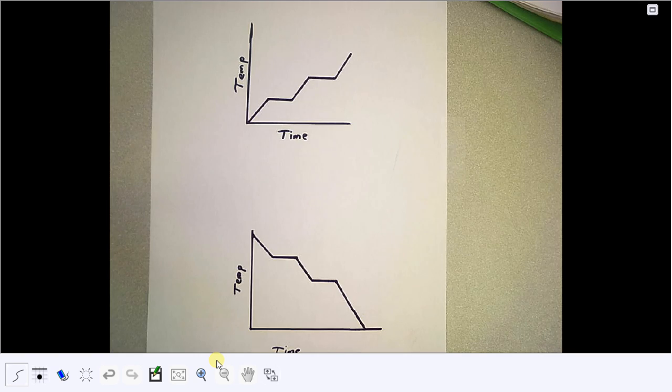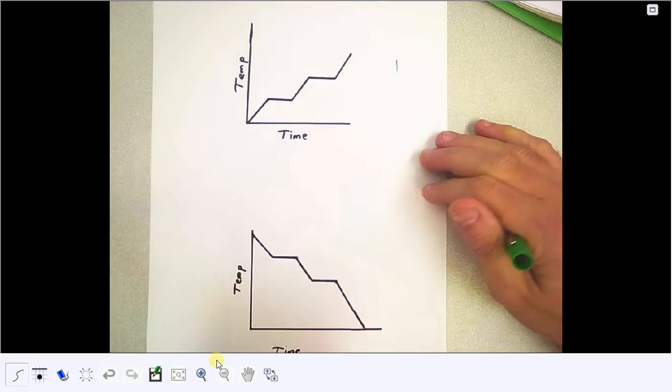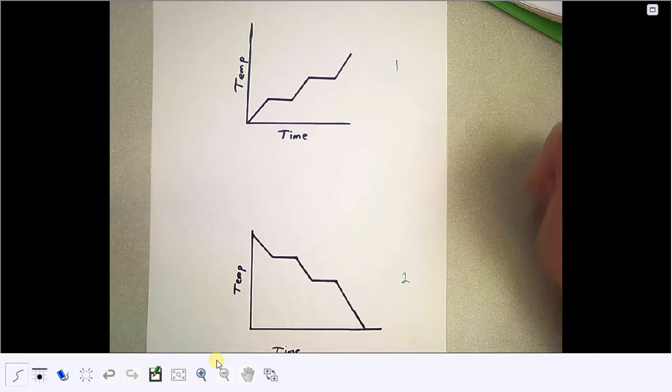Before we get started, we need to identify which of these graphs, we'll call this graph 1, we'll call this graph 2, is an endothermic phase change, and which graph is an exothermic.